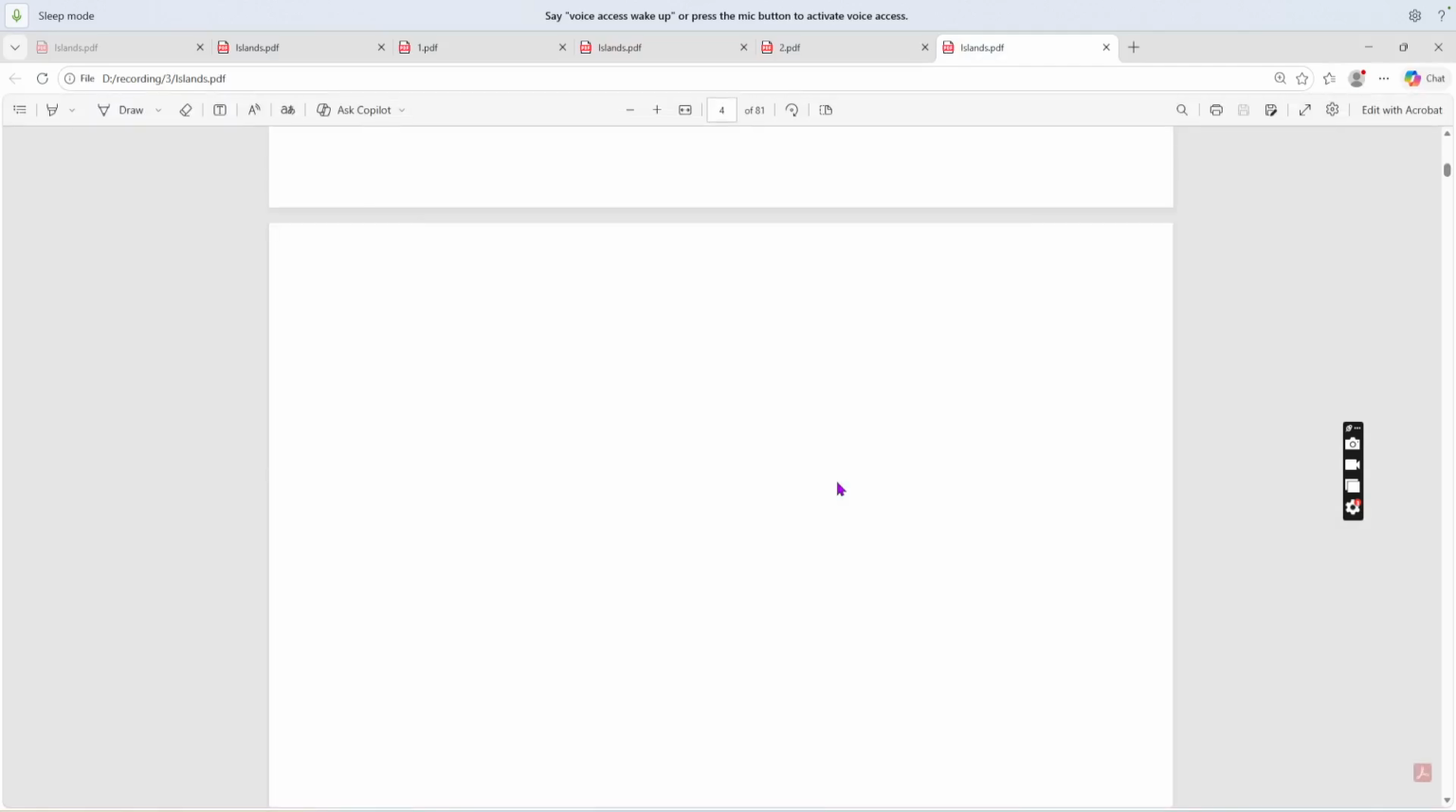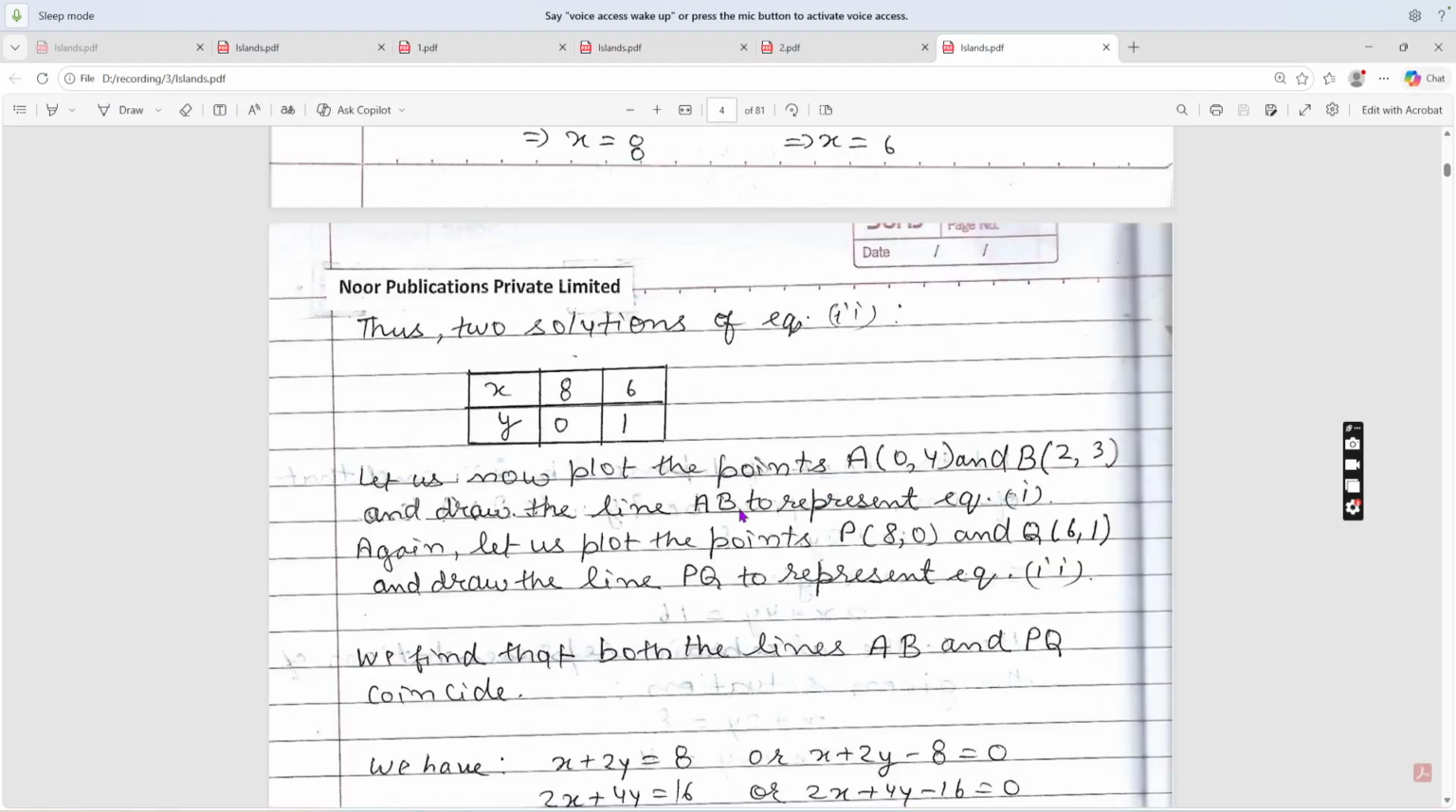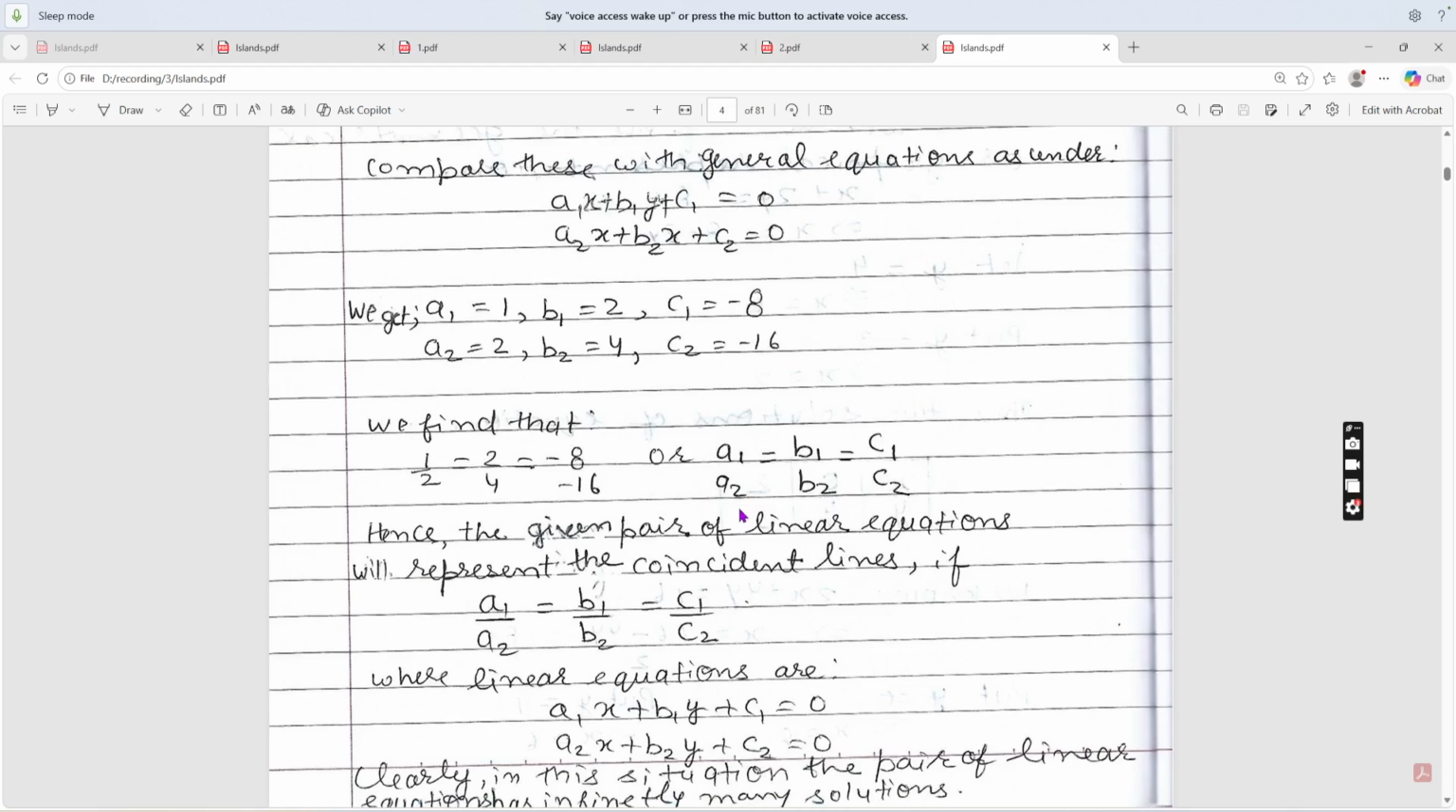Now we come back to our question. And we know that when the lines are coincident, it is having infinitely many solutions. And how? One more time we are going to prove it. When a1/a2 is equal to b1/b2 is equal to c1/c2, the system of linear equations in two variables would have infinitely many solutions. This we have done in the introduction also.